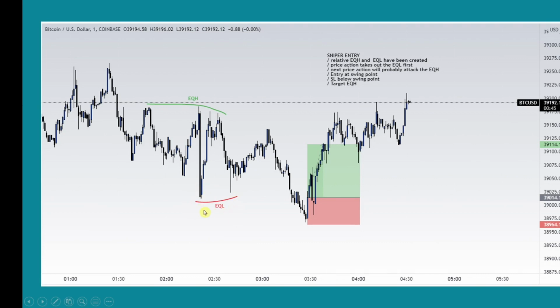An example can be seen on the following chart. First, the relative equal lows are attacked and taken out, and then price action turns around and takes out the relative equal highs.